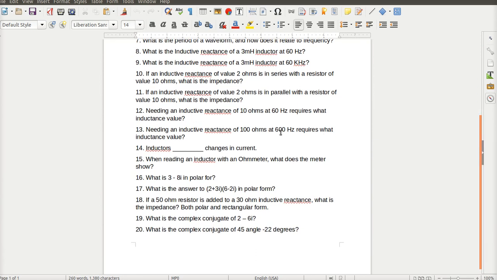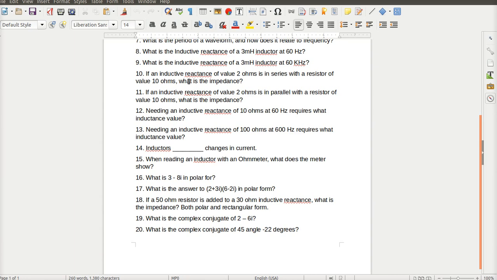Okay, so if I've got 2 ohms in parallel with 10 ohms, what's the impedance? Those are just polar, rectangular, and doing the equations, but now they're actually complex. You're actually using complex numbers.